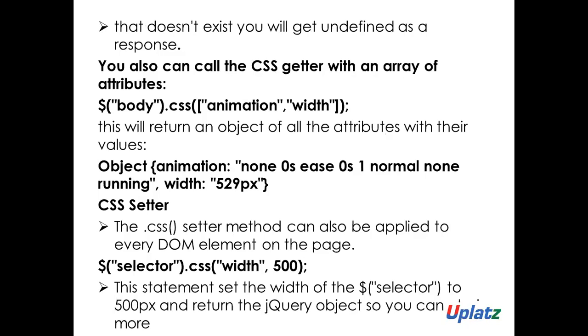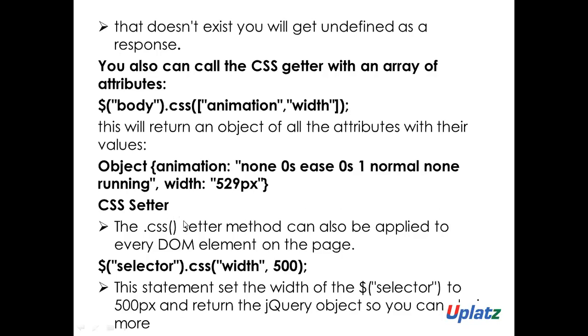And if it does not exist, then you will get undefined as the response. So you can call all the CSS getters with an array of attributes. I have body.css animation width. So this will return an object of all the attributes with their particular values. So I have an object animation.